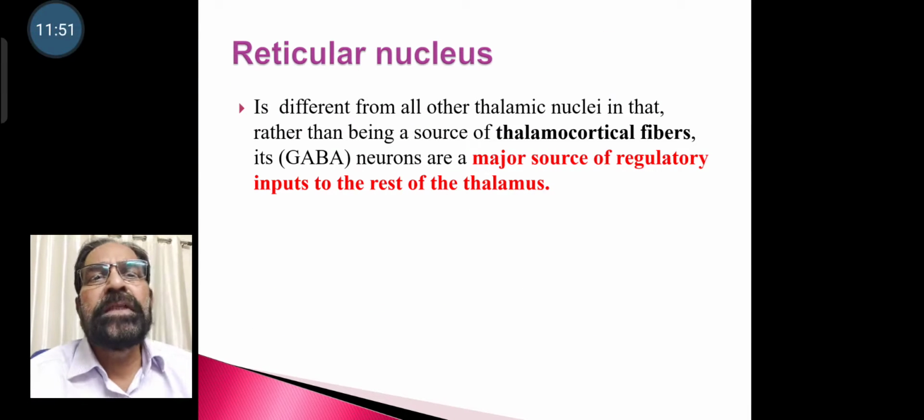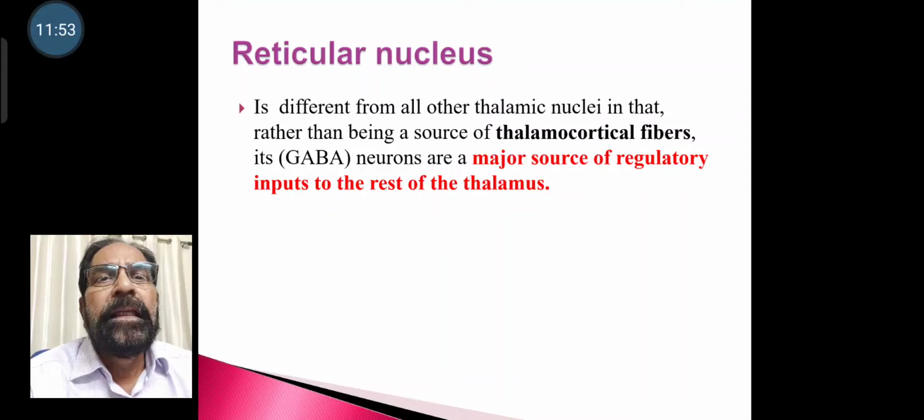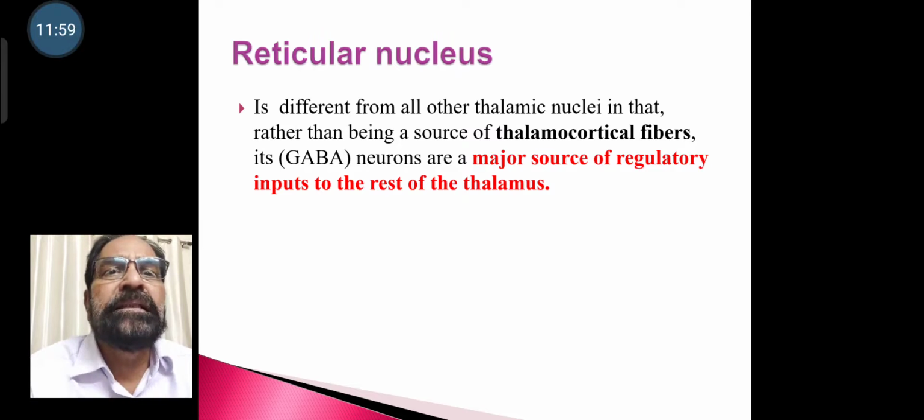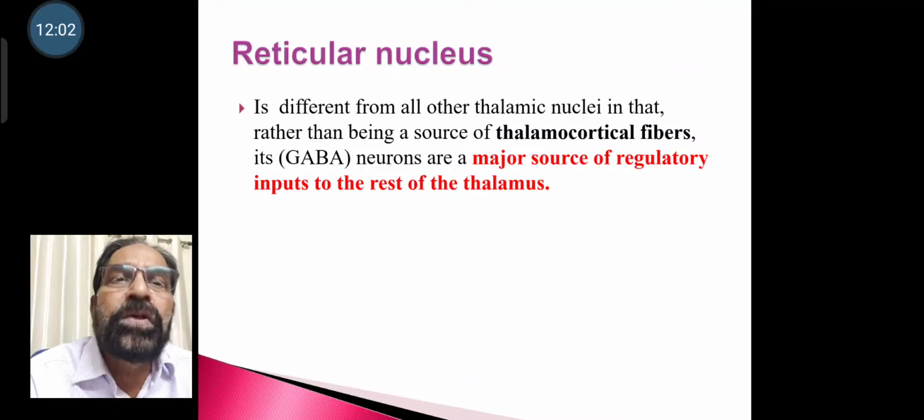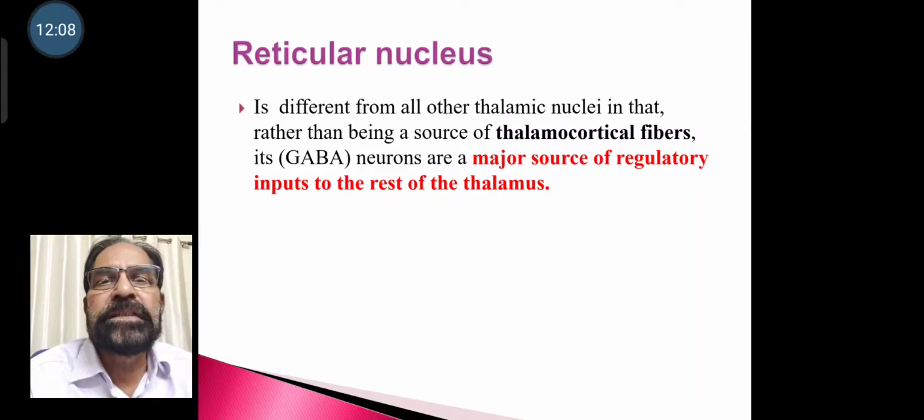Then we have the reticular nucleus. It is different from all other thalamic nuclei in that, rather than being a source of thalamocortical projections, its neurons are a major source of regulatory inputs to the rest of the thalamus.